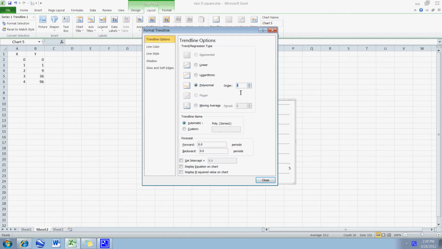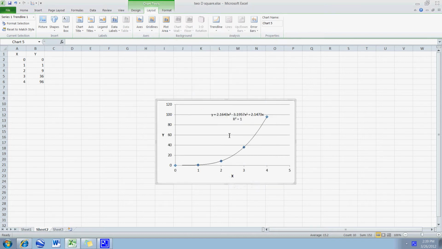So the highest power of x will be the third. I want to set the intercept to 0. I want to display the equation on the graph, and the R squared value is the correlation coefficient. When R squared is equal to 1, it means it's pretty much a perfect fit. And as you can see, this is my equation.